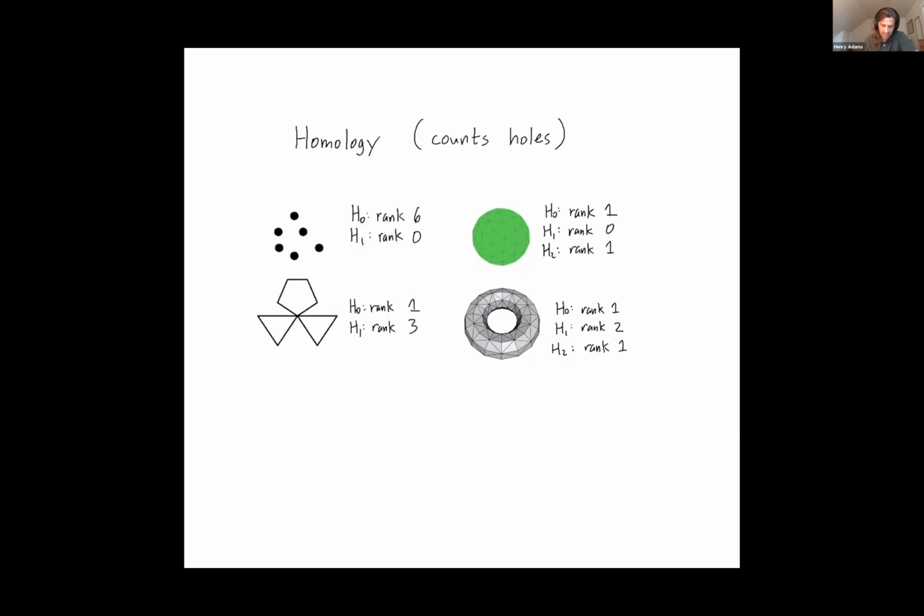Zero-dimensional holes are just connected components. So 6 connected components, which is why the zero-dimensional homology is rank 6. One-dimensional holes are one-dimensional loops. So this space here has 3 one-dimensional holes.